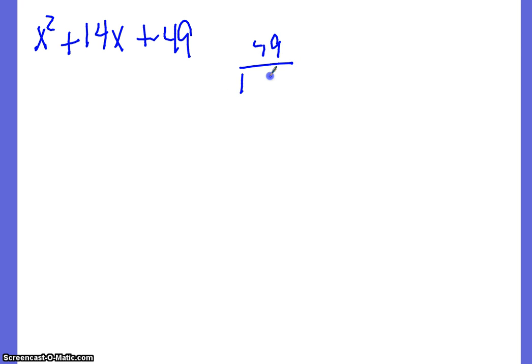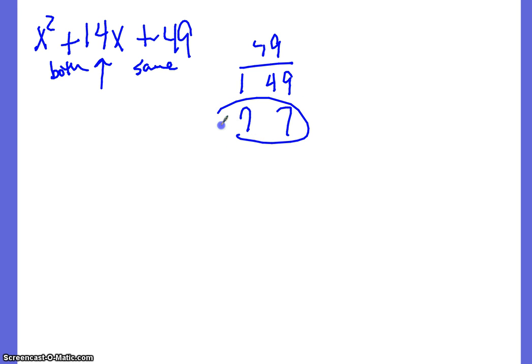So the factors of 49 are 1 and 49, 7 and 7. You got to remember your sign rules. The second sign tells me whether they're the same or different. This is a plus, and so they're the same. And so the first one's going to tell me what they both are. So they're all positive. And then they have to equal 14. So I'm going to use 7 and 7. And this becomes x plus 7 and x plus 7.